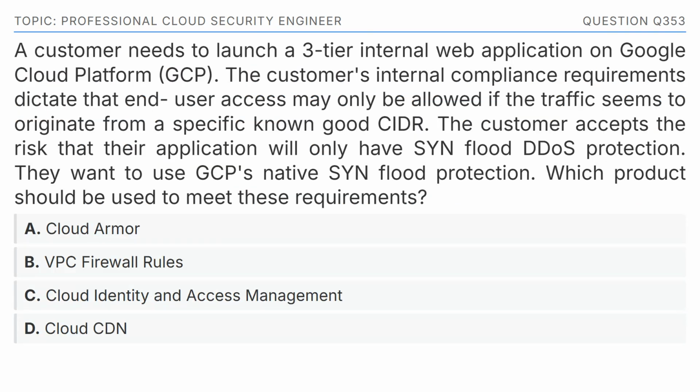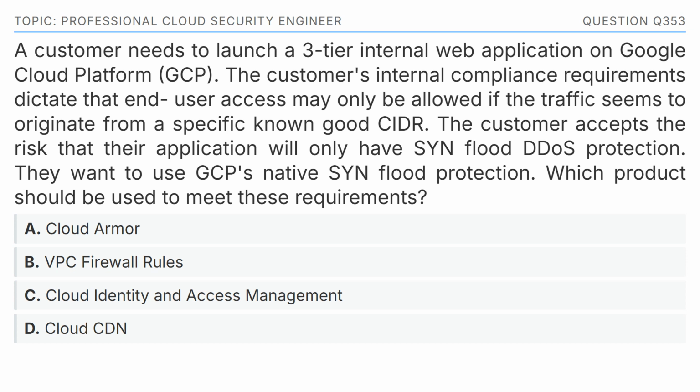A customer needs to launch a 3-tier internal web application on Google Cloud Platform, GCP. The customer's internal compliance requirements dictate that end-user access may only be allowed if the traffic seems to originate from a specific known good CIDR. The customer accepts the risk that their application will only have SYN flood DDoS protection. They want to use GCP's native SYN flood protection. Which product should be used to meet these requirements?